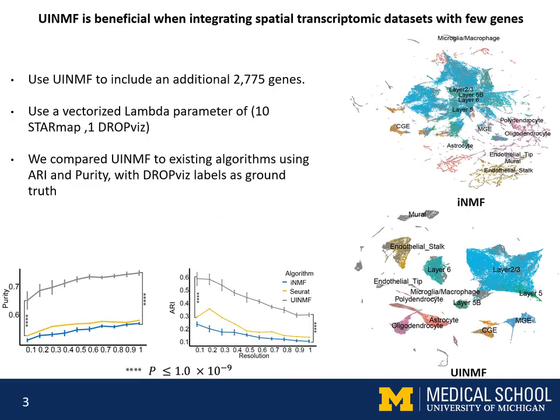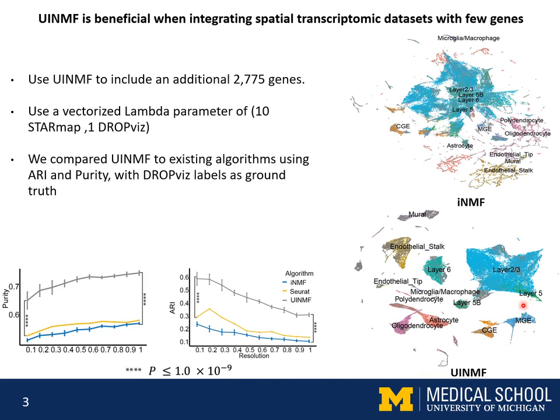To prove the efficacy of our method, we used UINMF to integrate a spatial transcriptomic dataset that was characterized by few genes with a high-quality single-cell RNA sequencing dataset. You can see in the top right the results of the original Liger algorithm that was unable to incorporate any genes that were unshared between the two datasets. And you can see the result of our proposed method here in the bottom right, labeled UINMF.